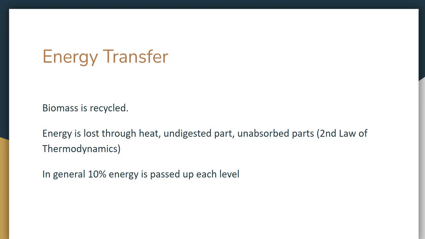Each time you go from one level to another, primary consumer to secondary to tertiary, in general about 90% of energy is lost. This is called the 10% rule. Most of it is lost through heat. So cellular respiration requires a lot of heat. But it's also lost because we don't digest everything that we eat, and some of the things that we digest are unabsorbed parts too, so they get lost.